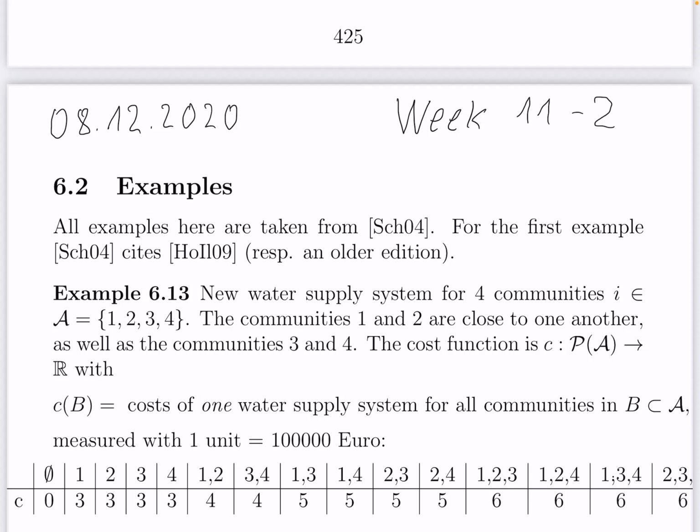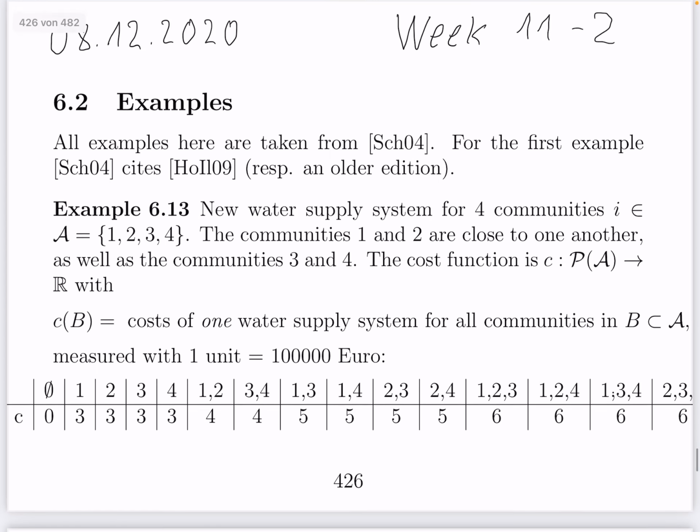So here we get a cost function for any coalition, the cost function for the new water supply system. And here the table lists the values of it. So for any coalition B, any subset of the set 1, 2, 3, 4, C of B is the cost of one water supply system for all the communities in the subset B. And one unit may be, for example, 100,000 euro. So here you see a table.